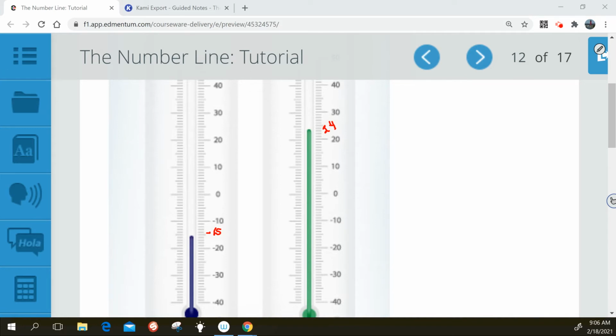Is there anybody confused about how to read a thermometer when we don't have every single number marked? That's really what it's talking about, okay? All right, so go ahead and take a minute to fill in your guided notes in that section for about thermometers, please.